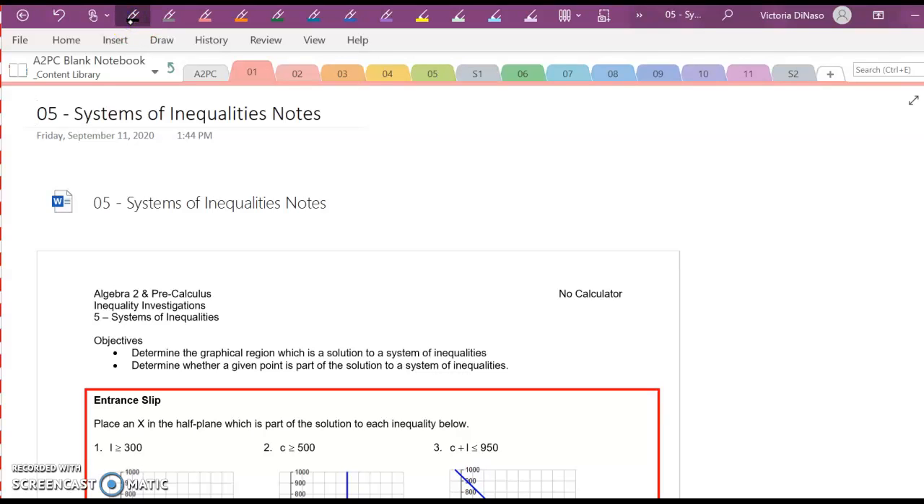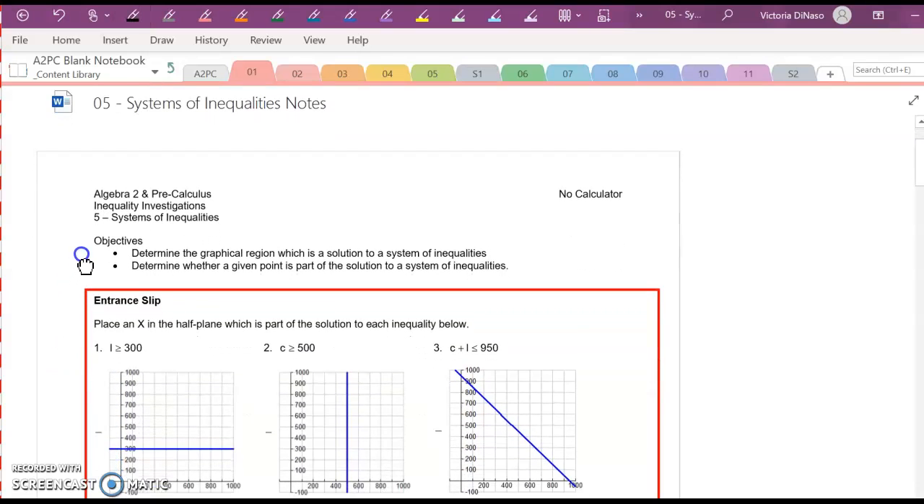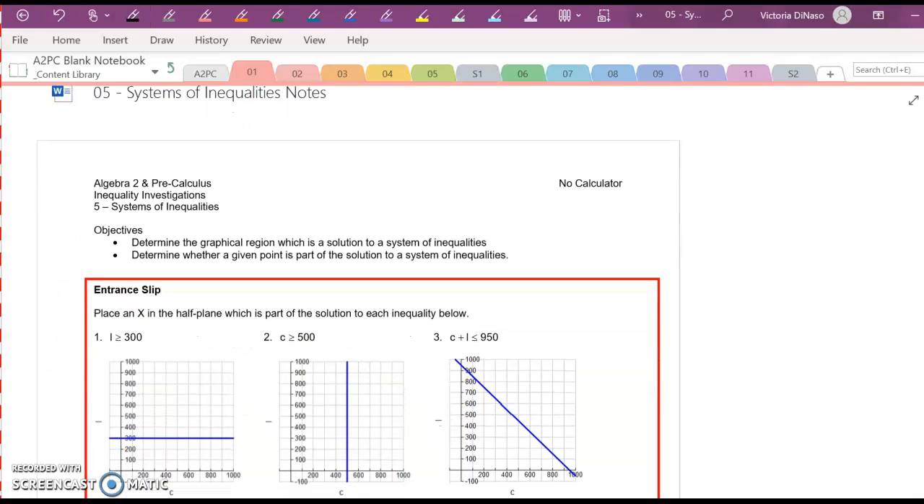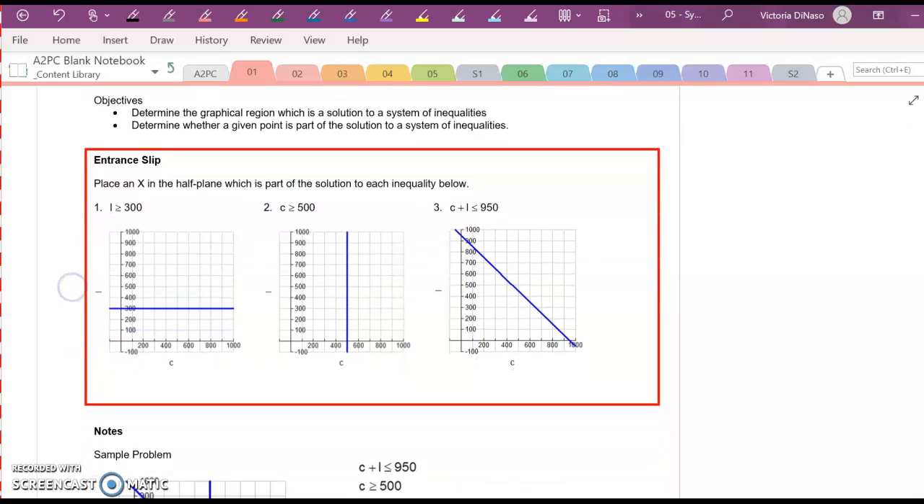As we begin section 5, we're going to learn about systems of inequalities, and we're going to determine the graphical region, which is the solution to the system of inequalities. We're also going to determine if a given point is part of the solution based on where it falls and what region it falls in. So go ahead and fill out your entrance slip.